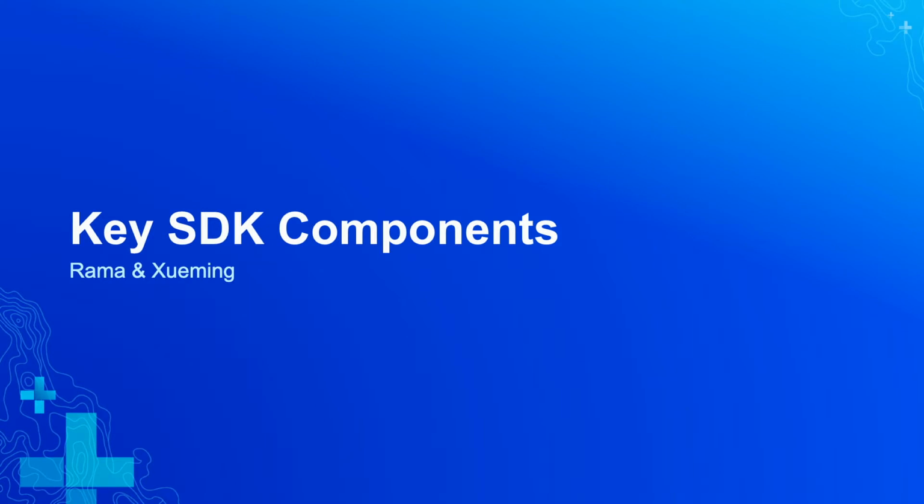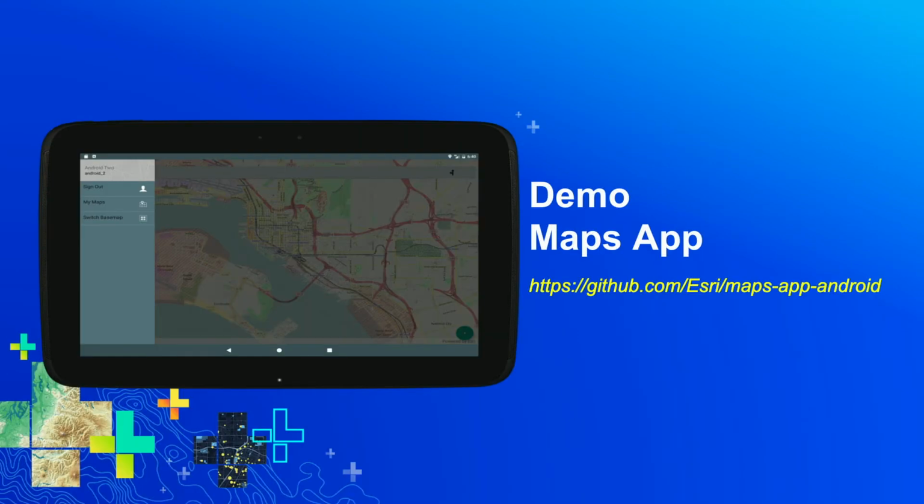So we have seen the overview, but we want to show them through some of our open source apps and samples. We'll go through some apps, and then we'll talk about each of those components. With that, Shuming is going to demo the Maps app. Before we look into the key components of our runtime for Android SDK, let's look at a demo first.